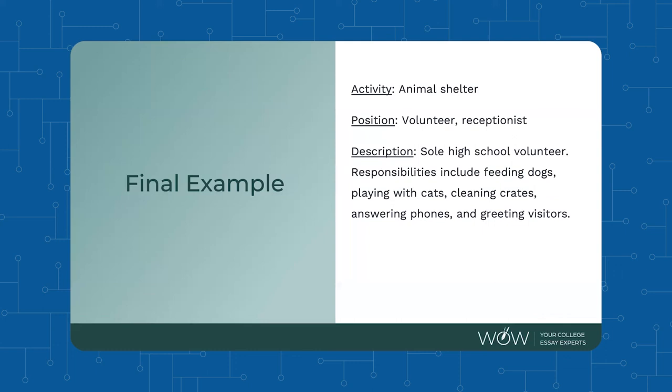So the notes about an animal shelter might look like this. The activity is animal shelter. Position, volunteer, receptionist. Description, sole high school volunteer. So that's when I said, I was the only high school student. Sole high school volunteer. Responsibilities include feeding dogs, playing with cats, cleaning crates, answering phones, and greeting visitors. So there we have it, a brief explanation of the activities. You're going to do that for as many activities as you want. And when you're done, you'll have a much broader picture of who you are and what you've done outside the classroom.